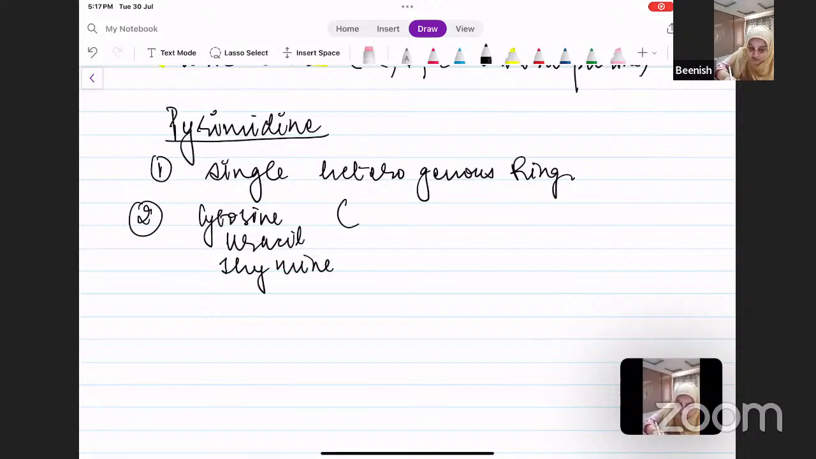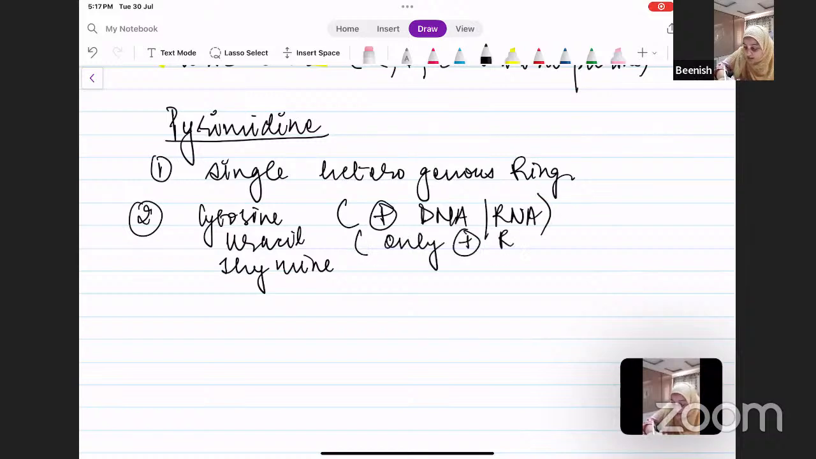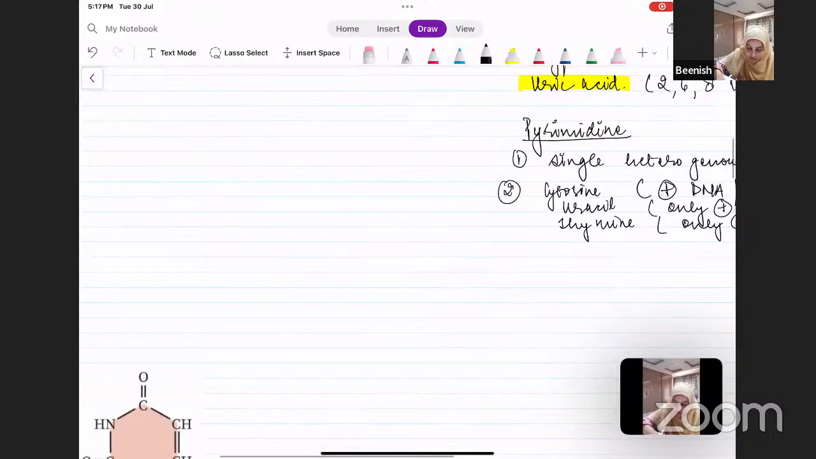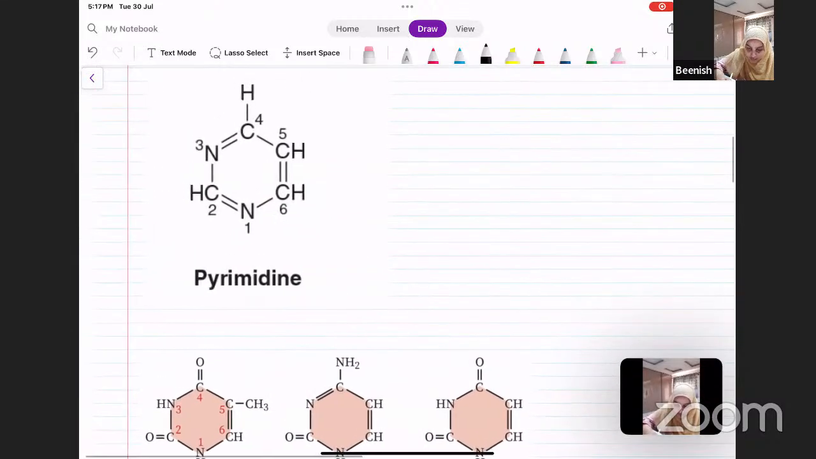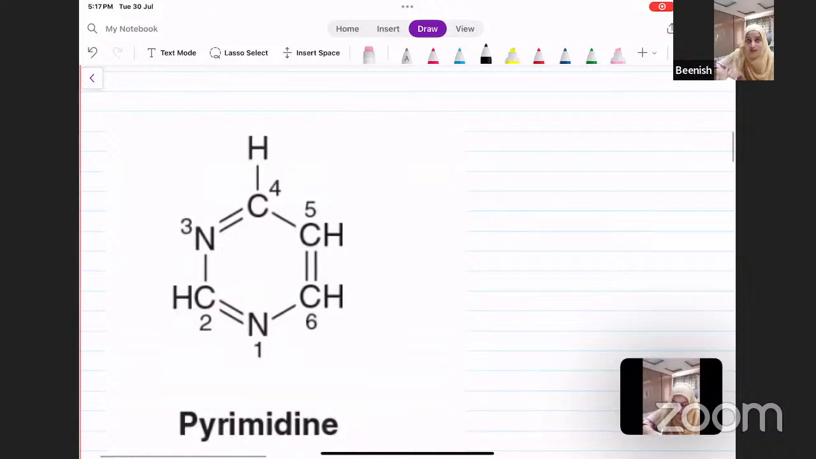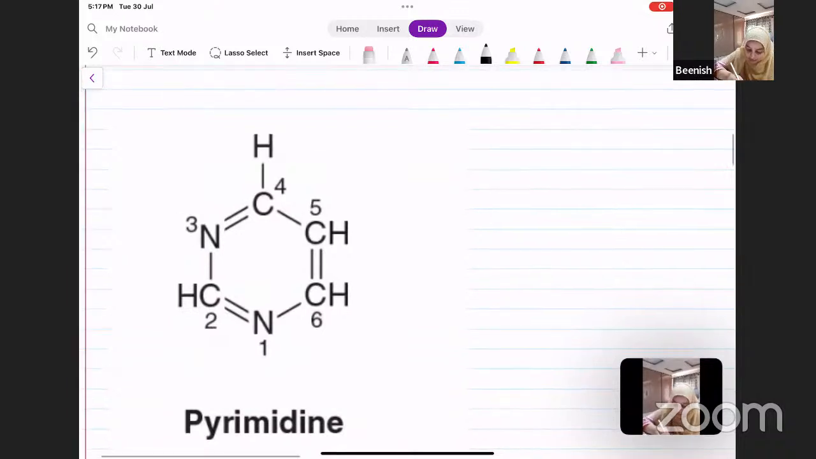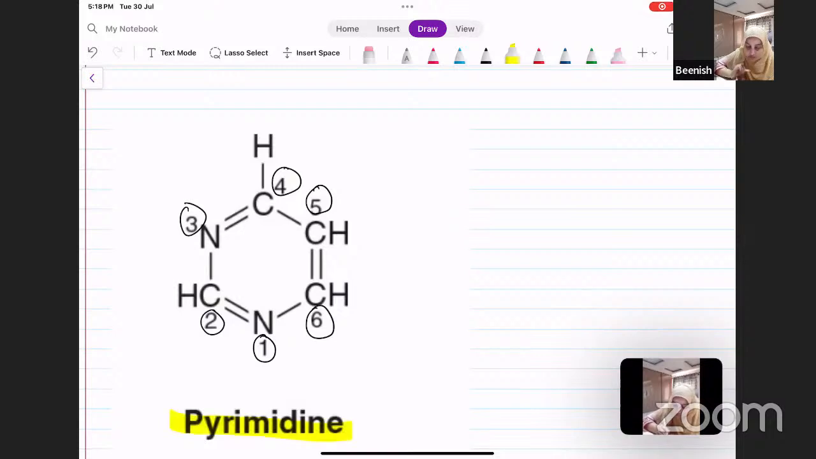Your cytosine is present both in DNA and RNA. And your uracil, as we all know, is only present in RNA. And your thymine is only present in DNA. Okay, now let's have a look at the structure of pyrimidine. So this is your pyrimidine ring. This is how it looks, a single ring numbering 1, 2, 3, 4, 5, 6.